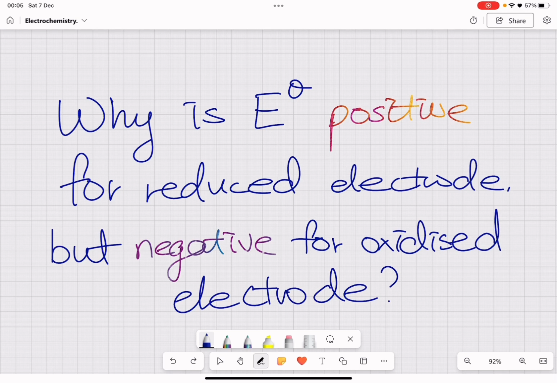And here is the question that I'll be addressing. Why is standard electrode potential positive for reduced electrodes but negative for oxidized electrodes?